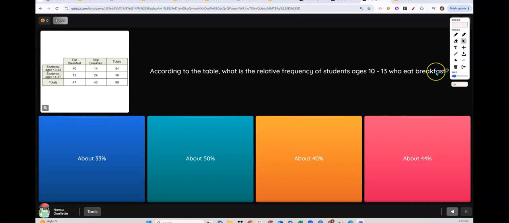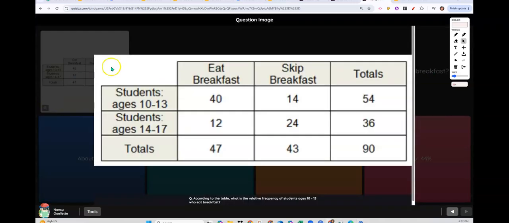So they're asking us for relative frequency of students ages 10 to 13 who eat breakfast. So let's look at our table. Students ages 10 to 13 is this row right here. And then eat breakfast is this column right here. So that would be a 40, okay? The 40 is not what they're asking us for. They're asking us for the relative frequency. So they're asking us for the frequency of the students 10 to 13 who eat breakfast compared to the total number of students.